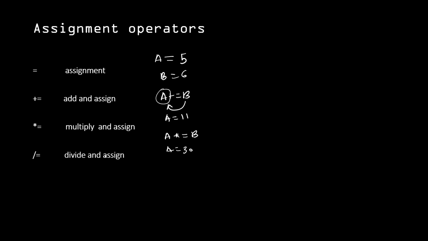The next one is divide and assign. This operator works in the same way, and the compound and assign also works the same. It is going to perform an operation between two values and the result will be stored inside our first variable. So this is how we can use our assignment operators in our C programming section. Wherever we have need of these operators, we are going to use them frequently.